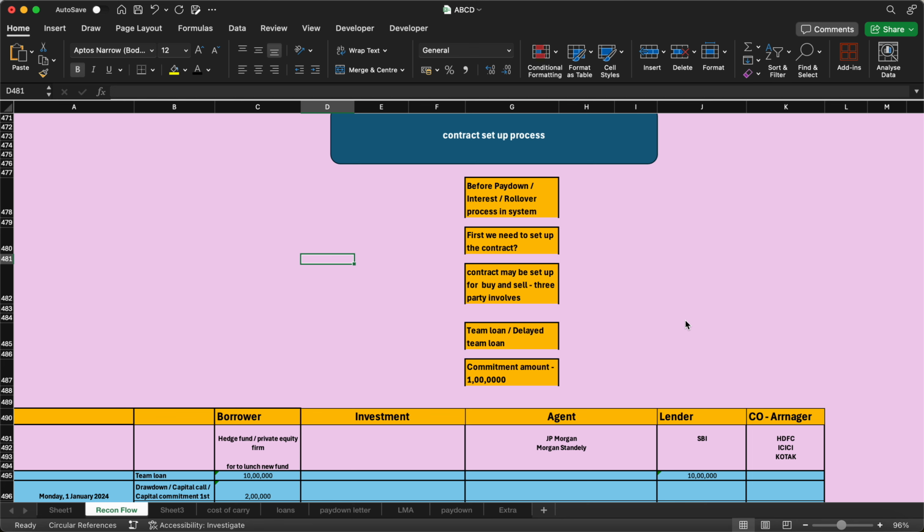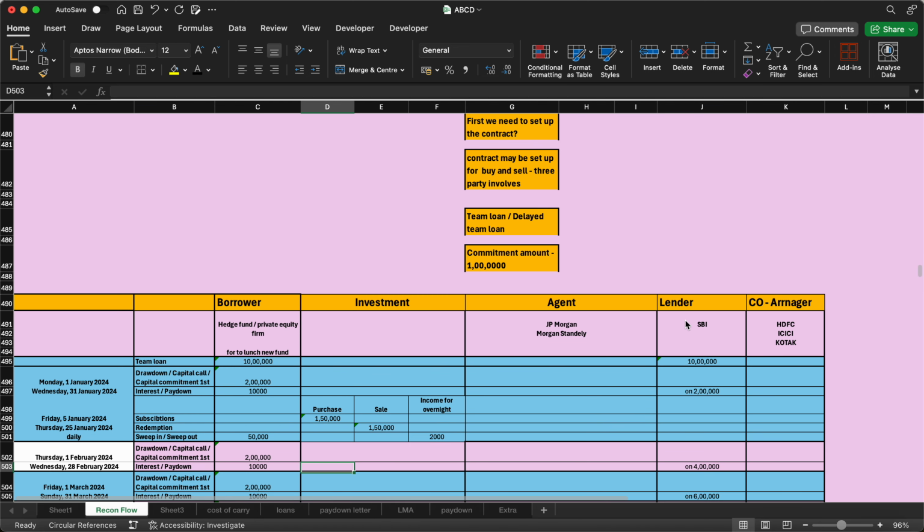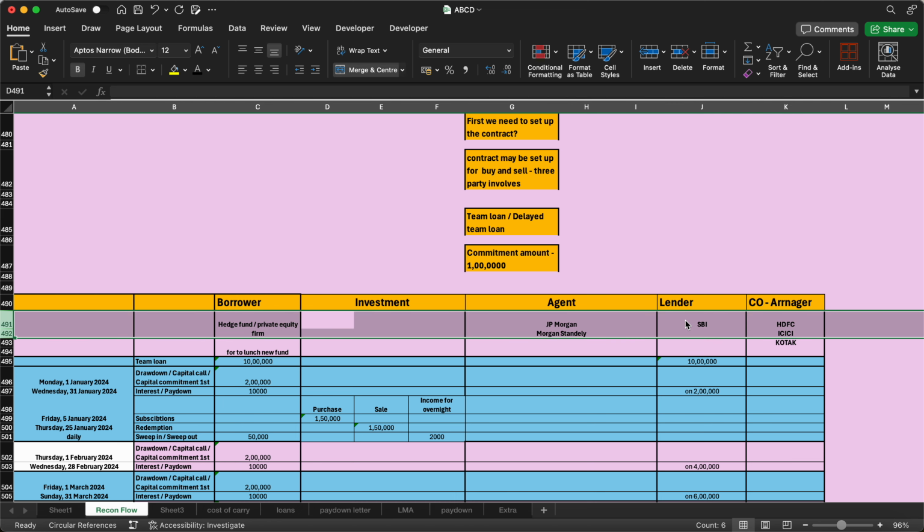First we have to set up a buy and sell tree. So we created one example of how the buy and sell contract gets set up. Here we can see a buy side; to simplify, we use an example with a borrower and lender. The borrower may be a financial institution, a hedge fund group, or a private equity firm who wants to launch a new fund or invest in a project, like infrastructure or anything.